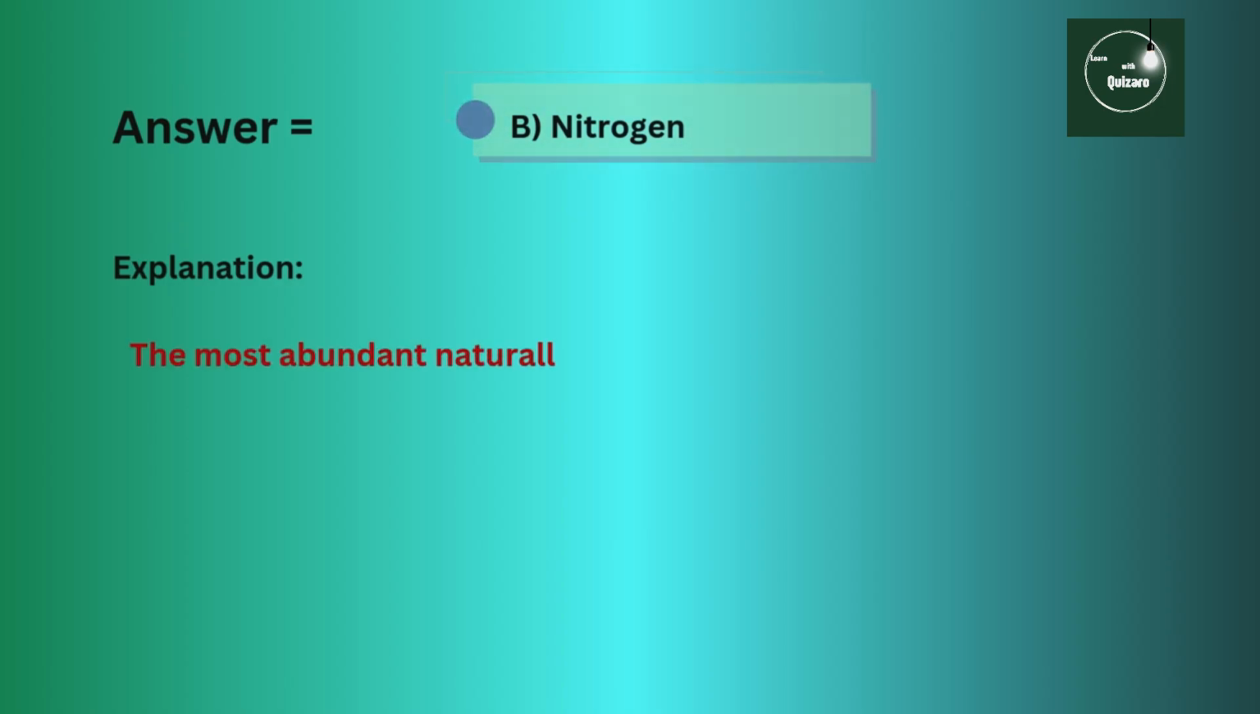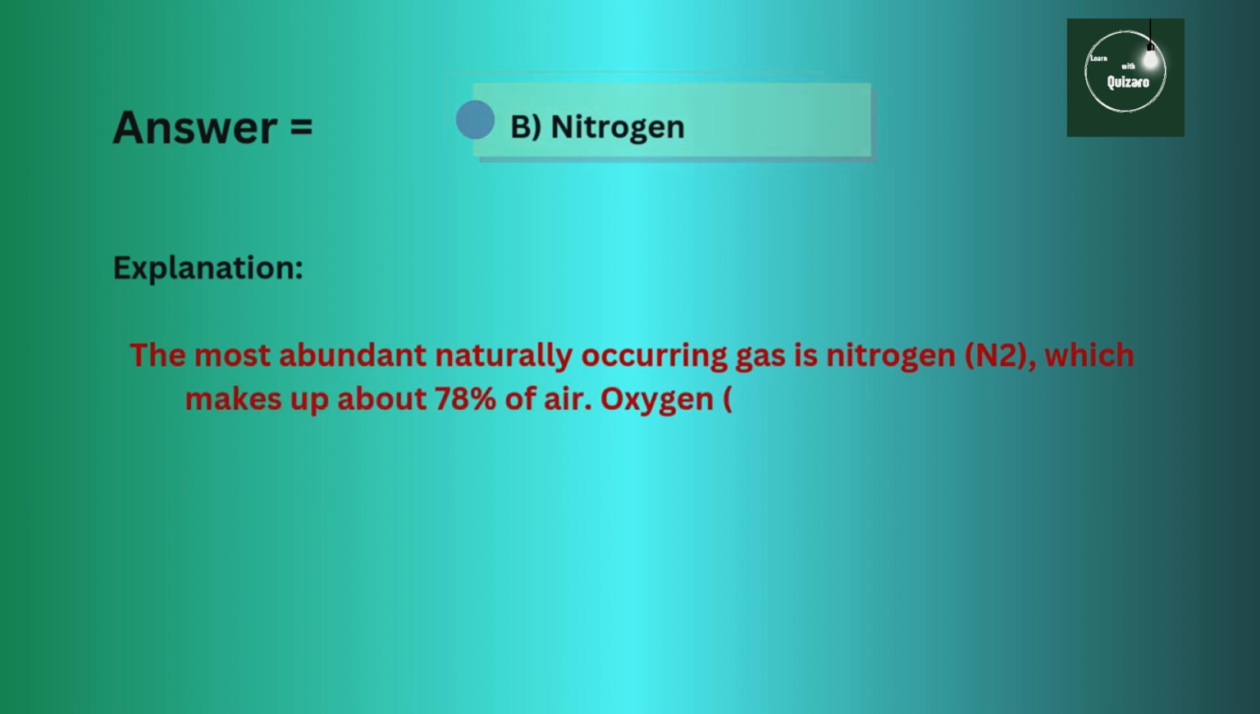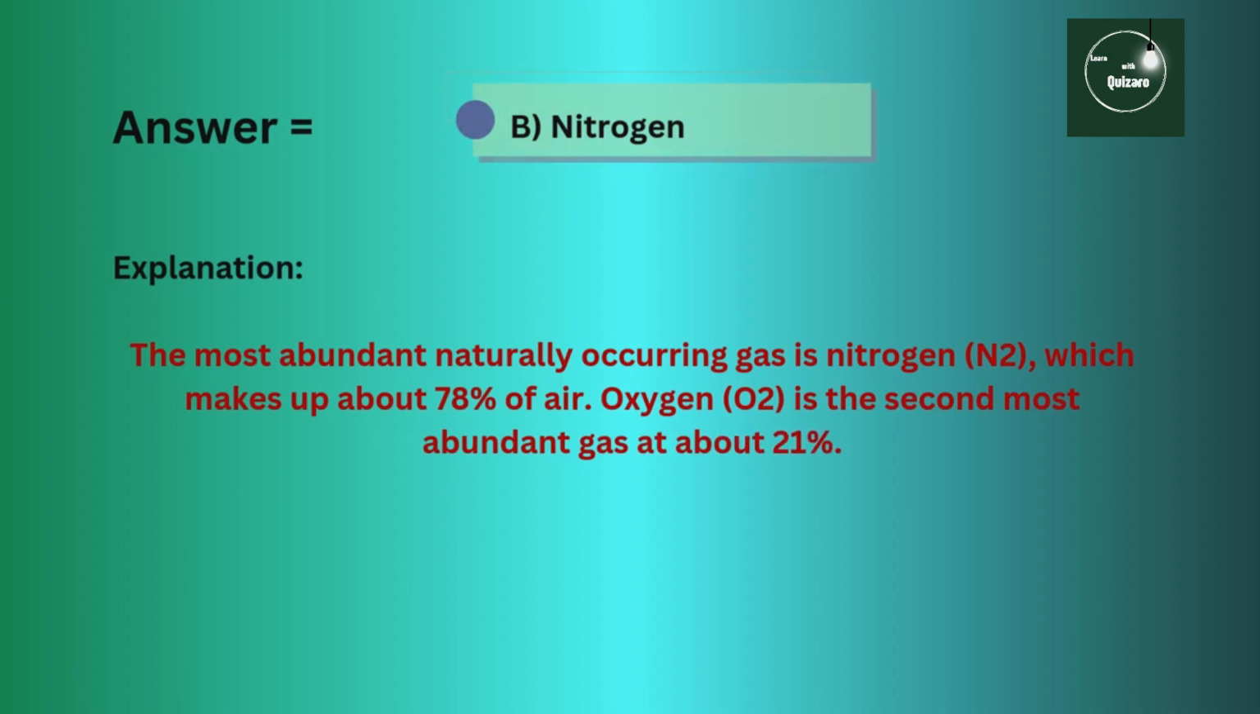Answer is B. Nitrogen. The most abundant naturally occurring gas is nitrogen, N2, which makes up about 78% of air. Oxygen, O2, is the second most abundant gas at about 21%.